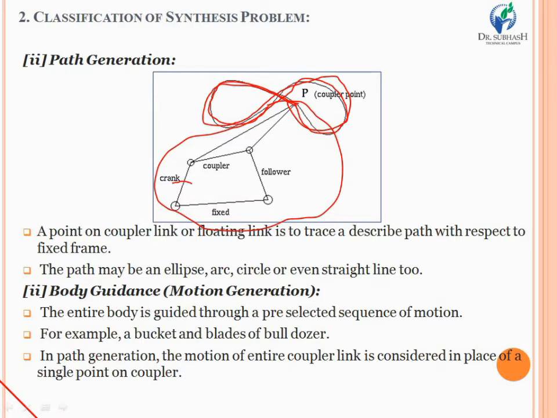Generally this type of analysis is done especially for the bucket and blades of a bulldozer, wherein the bucket is not just a point, but an assembly of lots of links, and the entire bucket structure is treated as a whole. If you treat it as an entire body, the bucket will move up and down or in forward and reverse direction. So this concept can be easily adopted and treated as the body guidance concept.